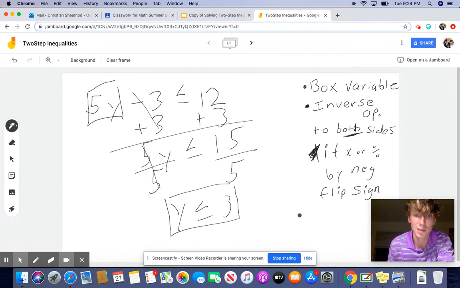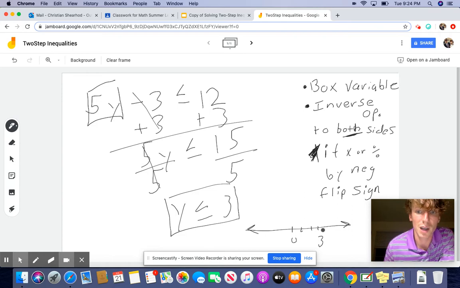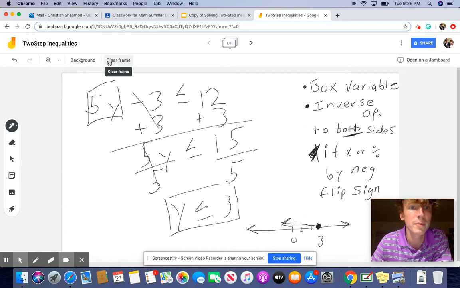If we wanted to graph this, we'd have our number line. We'd have our 0. Let's go ahead and count out to 3. And remember, if it's a less than or equal to, or greater than or equal to, then it's got to be a solid dot. So there's going to be a solid dot on this 3, and this arrow is pointing to the left. We know that y is less than, so it should be going towards a less than 3, towards 0. Okay, let's go ahead and do another one.